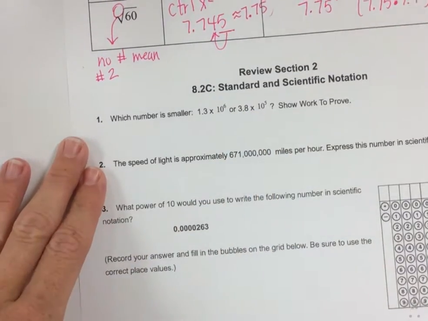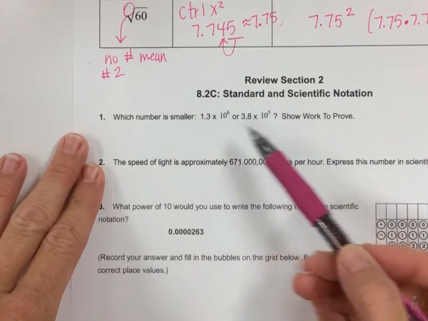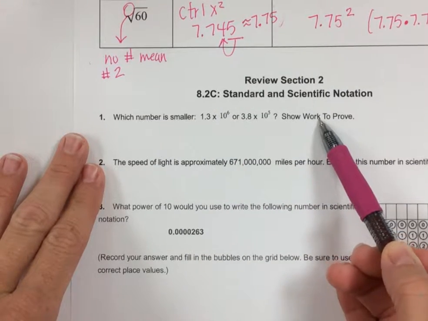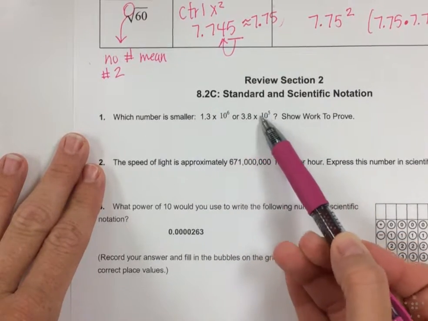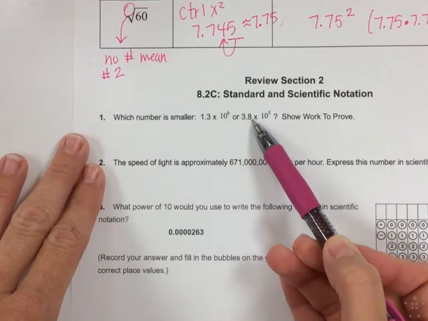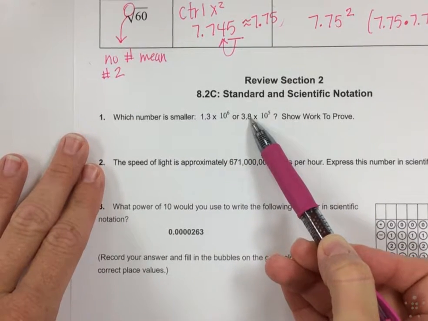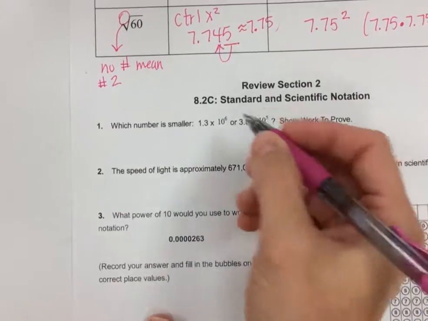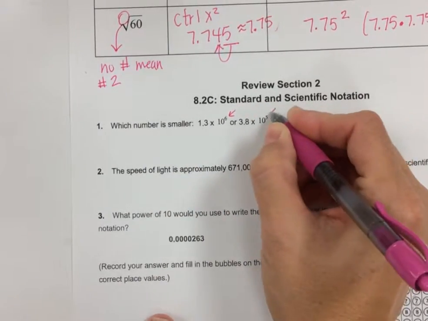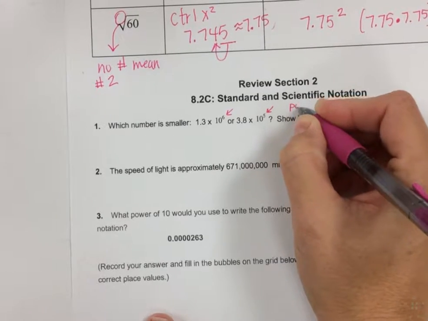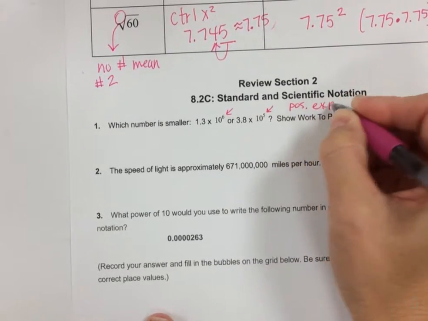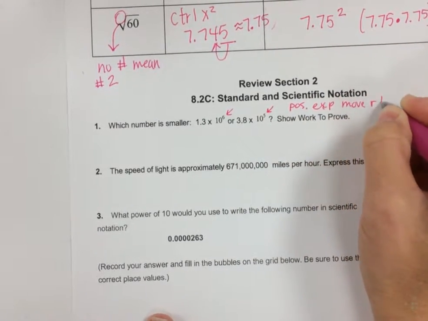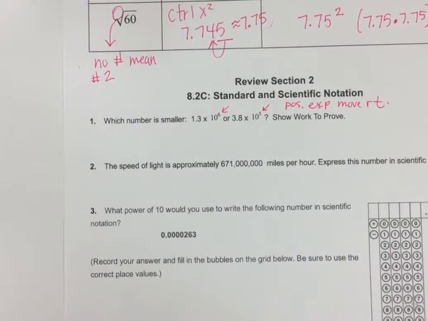So there's a couple ways you can do this problem. They want us to show work, so we'll actually show work, but you can look at your exponents, and since these have the same place value, your exponent is going to tell you which one's larger or smaller. When you look at this though, your exponents here are positive, so if you have positive exponents, you're going to move to the right. So you locate your decimal and move it that many times to the right.